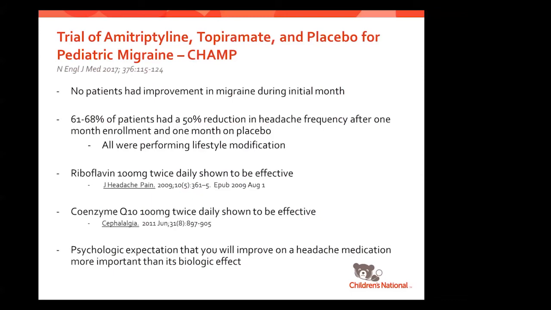Very few, if any, side effects. Riboflavin makes you have orange pee. CoQ might give you an upset stomach. But these work well, and you need a pill to get better. So I have patients on these for a very long period of time with absolutely no risk. But again, lifestyle doesn't work without that. The psychologic expectation that the pill is going to help is just as important as its biologic effect.